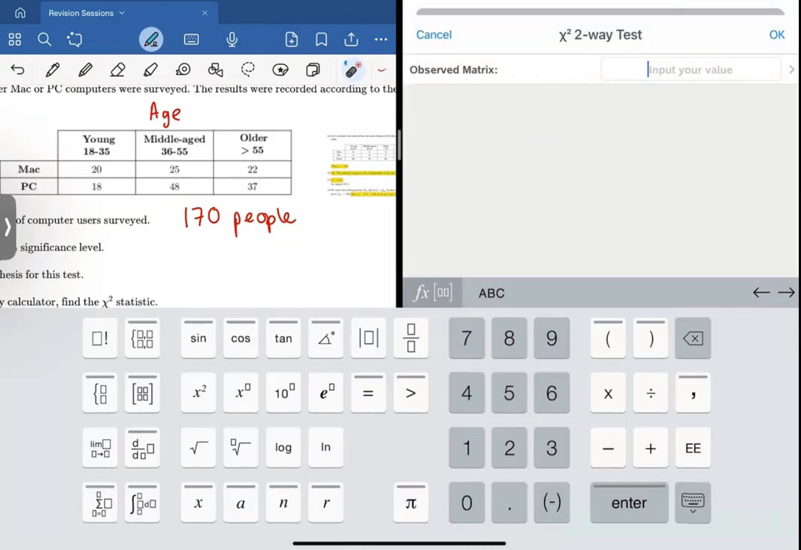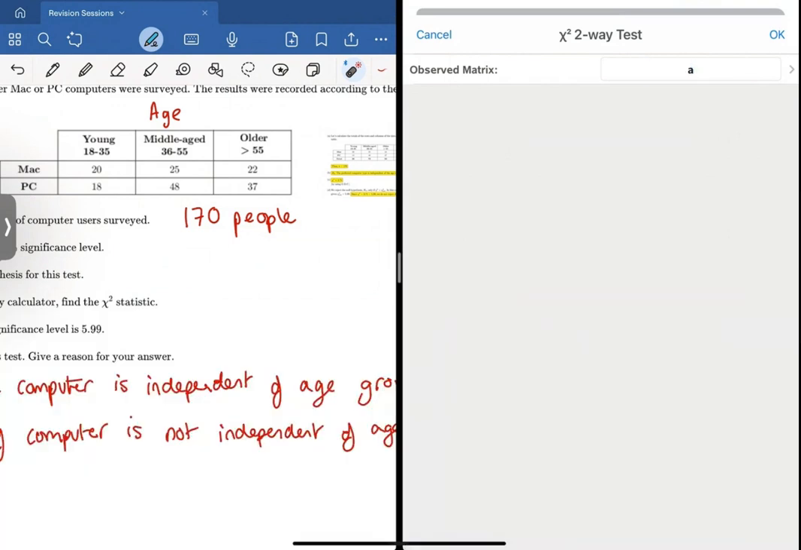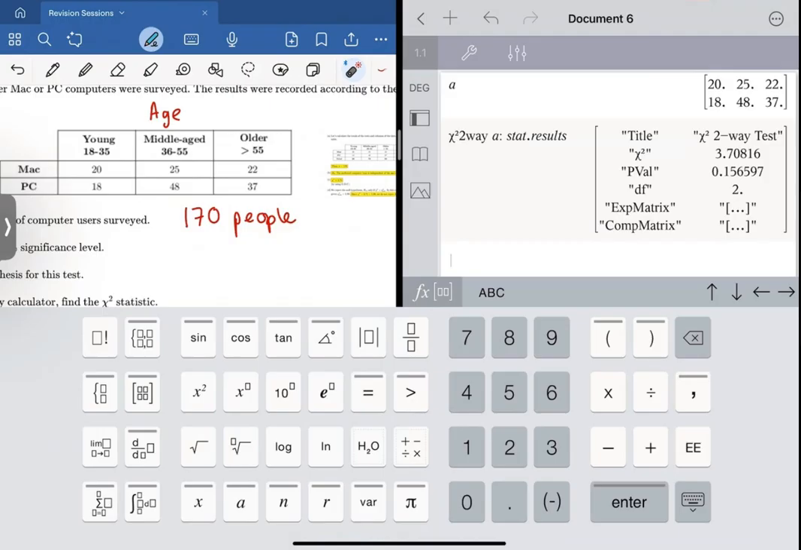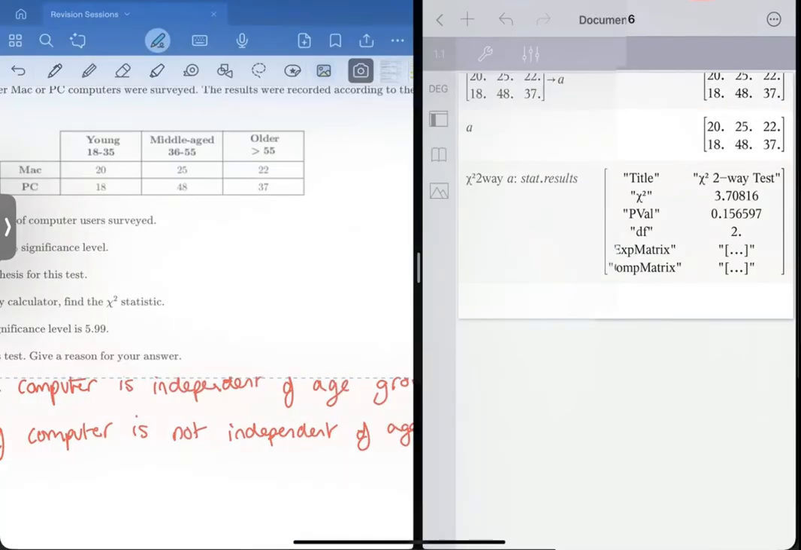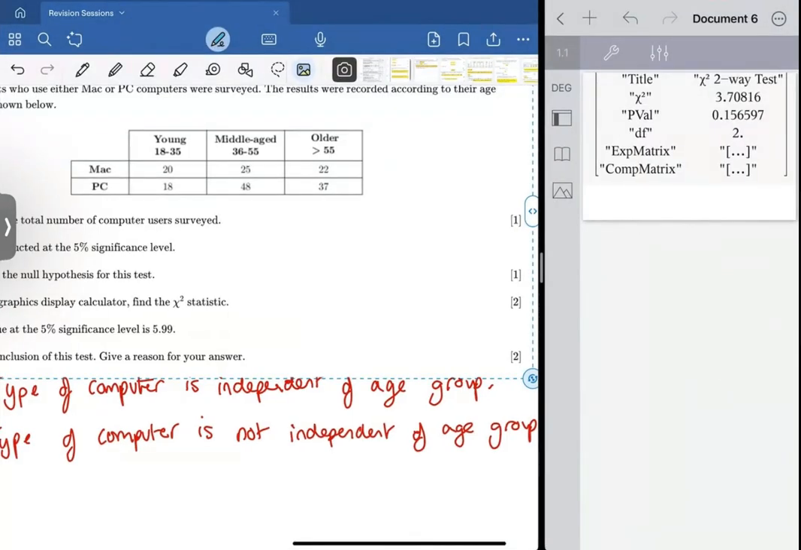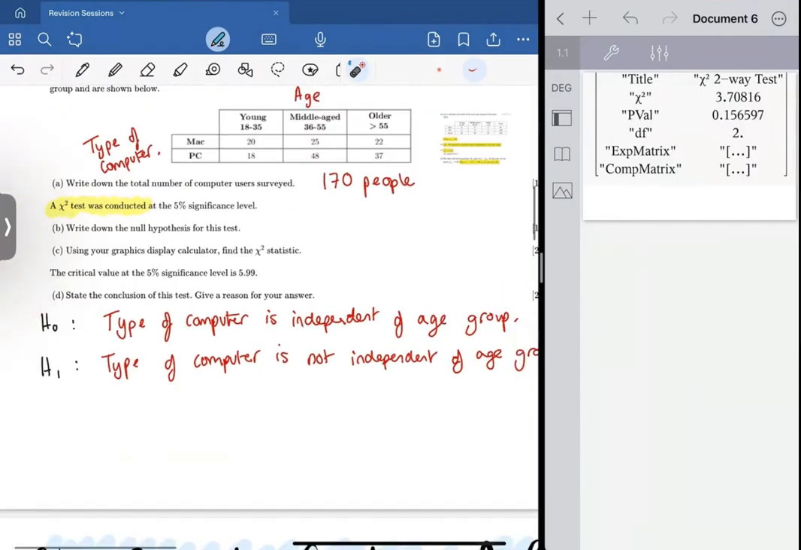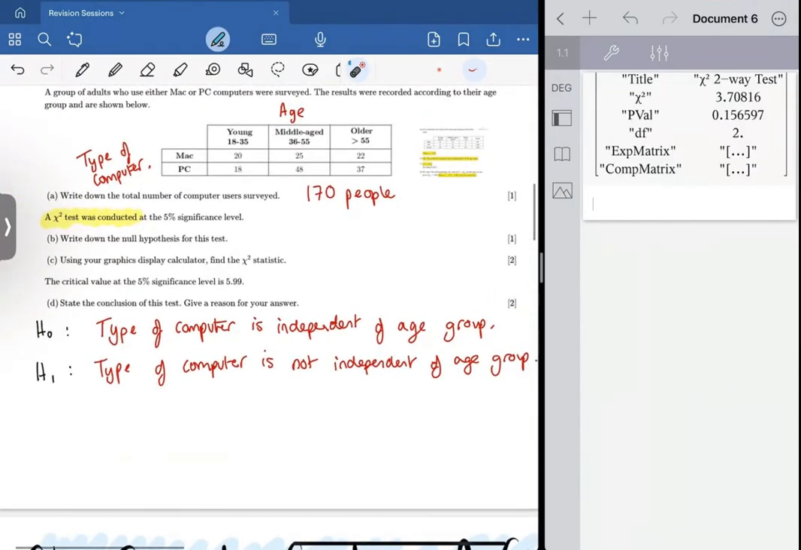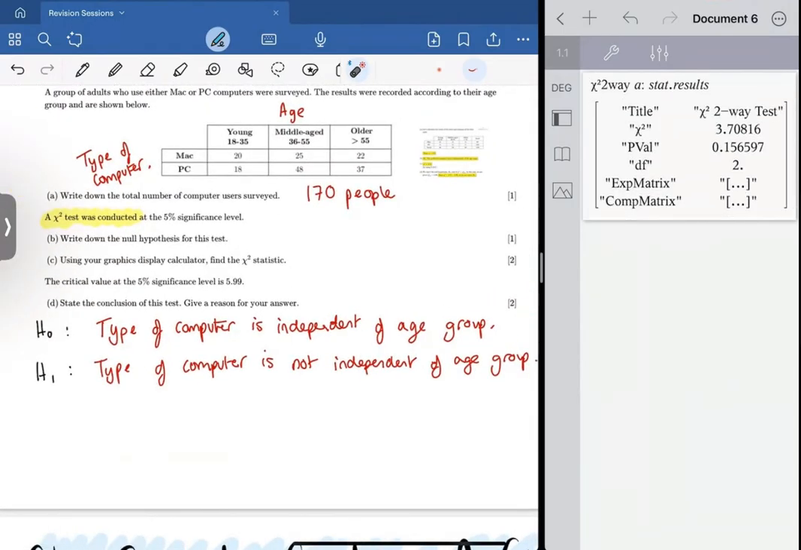So my matrix, it's going to ask me now for the name of my matrix. I called mine A, and then we hit OK. And our calculator is going to return some useful points for us. So what am I going to write down here?